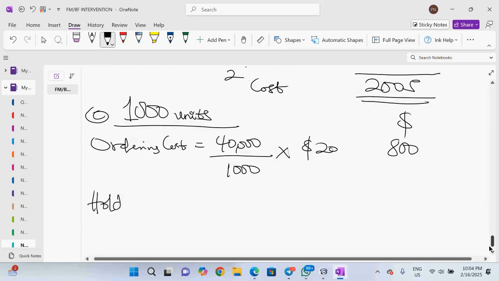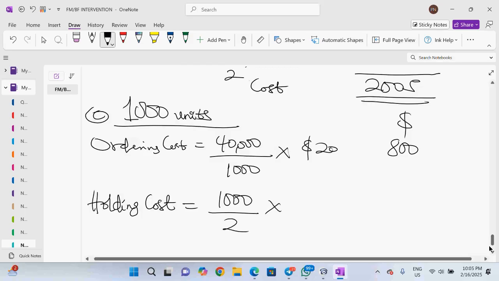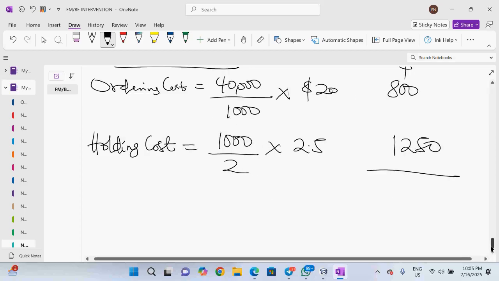And we have the holding cost per unit. Total holding cost is also Q over 2. So the Q is 1,000 all over 2 times 2.5, right? And that is giving us how much? 1,250. So what will be the total? 2,050. Then the last one will be what?